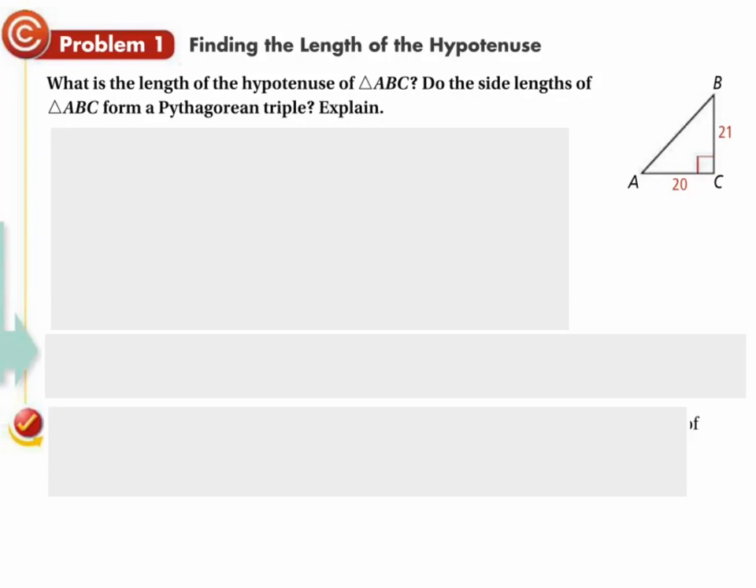All right, so let's take a look at problem 1 in the examples. Finding the length of the hypotenuse. What is the length of the hypotenuse in triangle ABC? We have the 2 legs, 20 and 21.